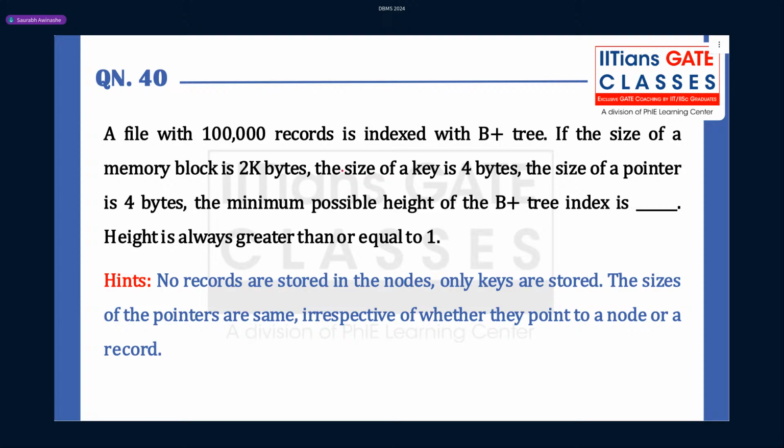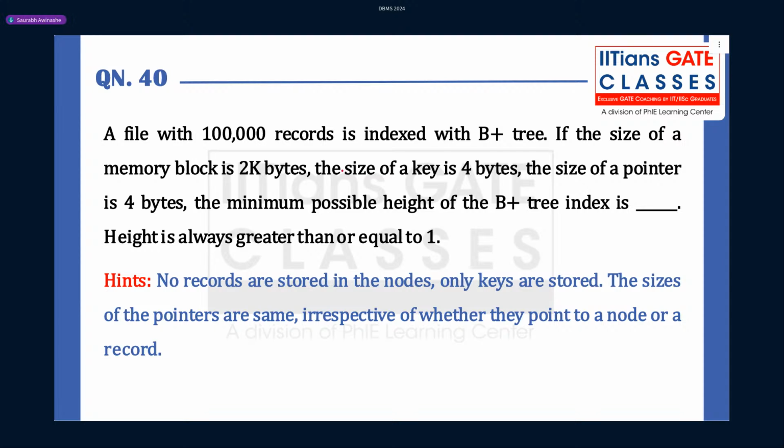Let's move on. Okay, so we have this question from B plus trees. This question is a little tricky. We'll try to solve it.